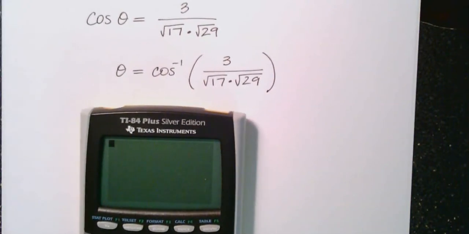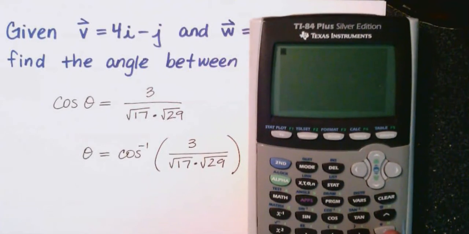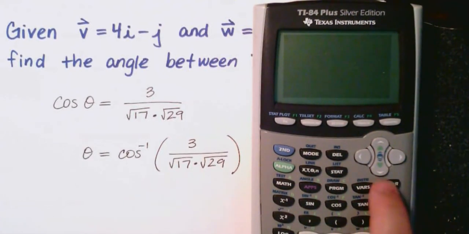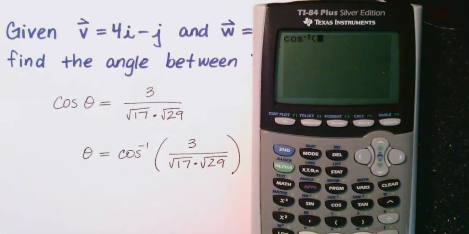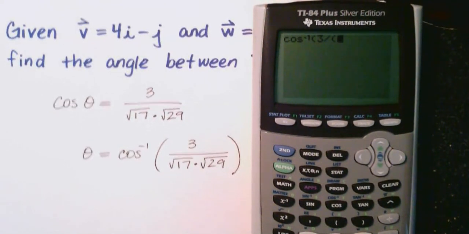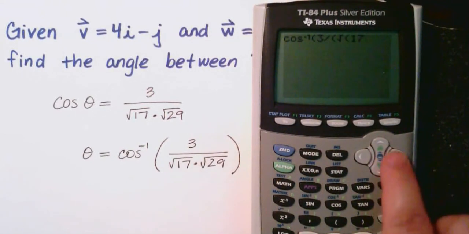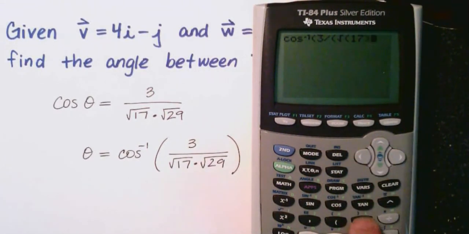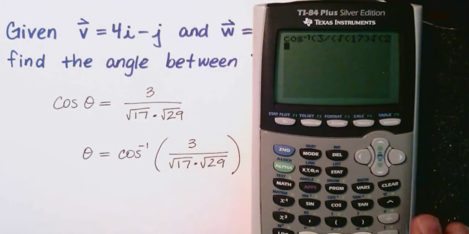So inverse cosine is right above cosine. So let's see if I can put this over to the side so you can see my keystrokes, or at least some of them. I'm going to press second and then cosine for inverse cosine. And then I'm going to put 3 divided by, and I like to be very clear about my order of operations, so I'm putting parentheses around everything in the denominator. Square root of 17. Make sure you close out that radical before multiplying by the next radical, which is square root of 29. We don't want the whole thing under one radical.